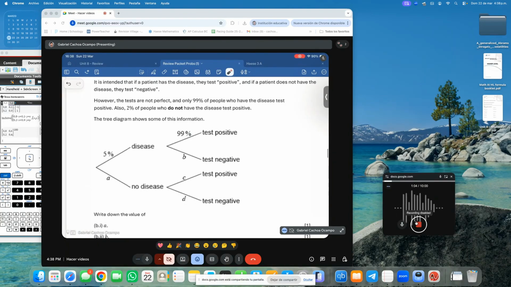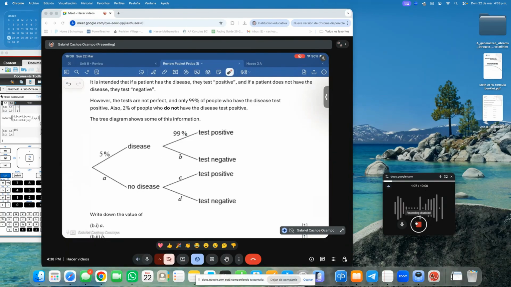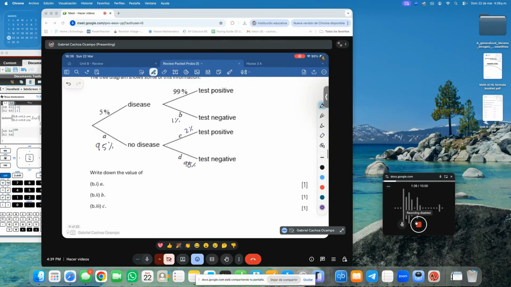But let us not focus on that. Okay, so I have this diagram. Remember that whenever I have a bifurcation in a tree diagram, these things need to add up to 100. So it is very easy that this would be 95%, this would be 1%. And now if you read the problem, it says that for people who don't have the disease, if I don't have the disease, I test positive, this is 2%. So this is 98%. Great.